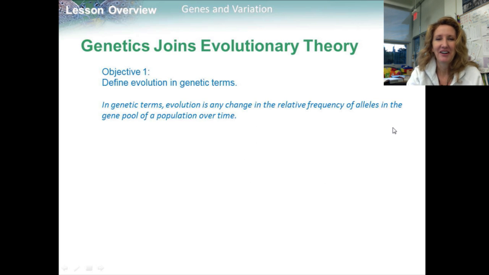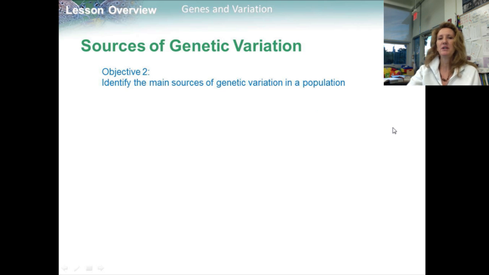Seconds. All right, objective 1 is define evolution in genetic terms. So in genetic terms, evolution is any change in the relative frequency of alleles in the gene pool of a population over time. Objective 2 is identify the main source of genetic variation in a population.